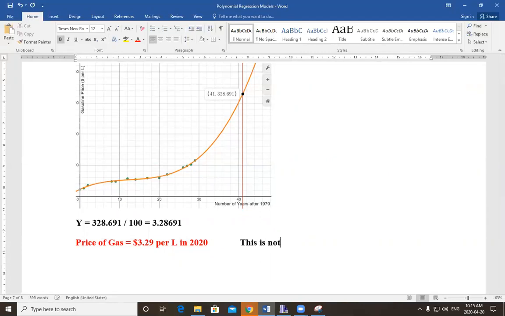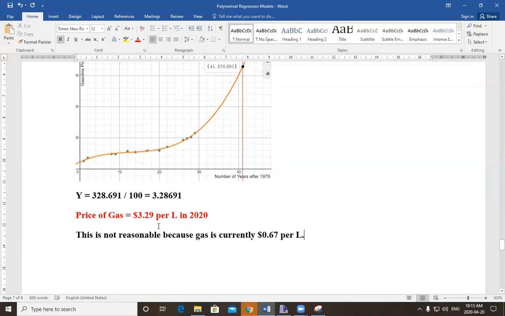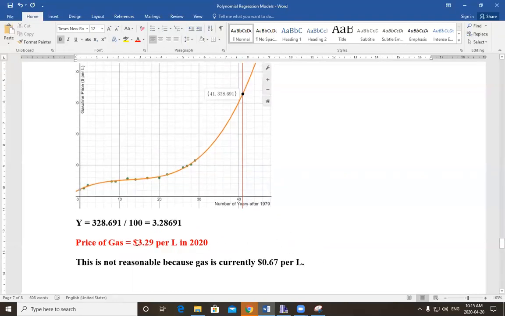This is not reasonable as current gas prices in real life, 66.9, I guess in dollars. Sorry, I'll put this underneath. Because gas is currently 0.67 per liter based on what I saw when I drove in today. So that's just an extension question, but the model is saying that it would be $3.29 per liter, okay? And it's not reasonable because it doesn't match what real life is.